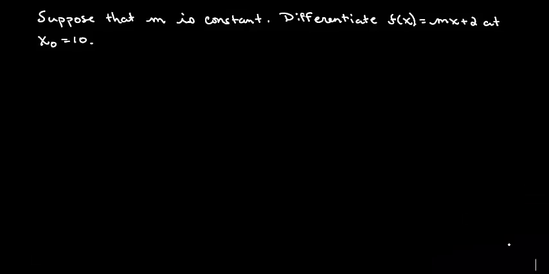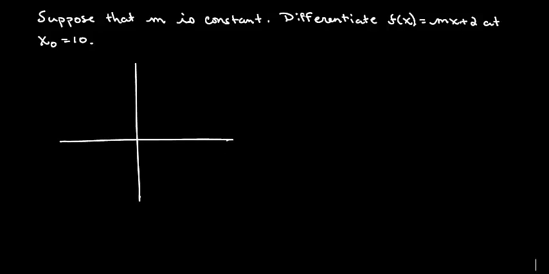So we're supposed to suppose that the variable m is constant, meaning it's not changing, it doesn't depend on x. We're asked to differentiate the function f of x, which is equal to mx plus 2, at x sub naught equals 10. So let's not get lost in the notation. Here's what's going on. We've got some function. I'm going to go ahead and graph it out here.